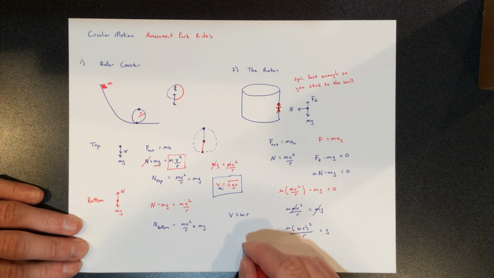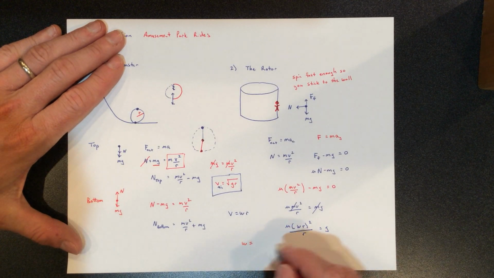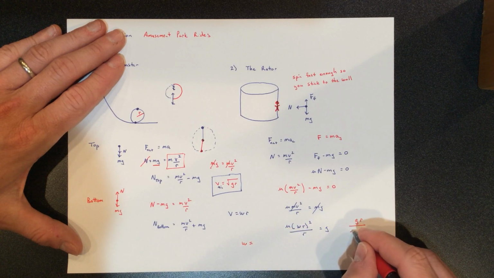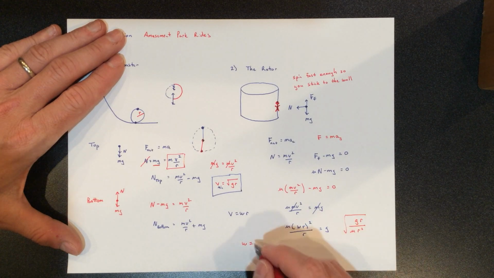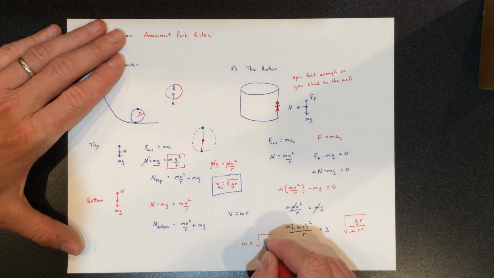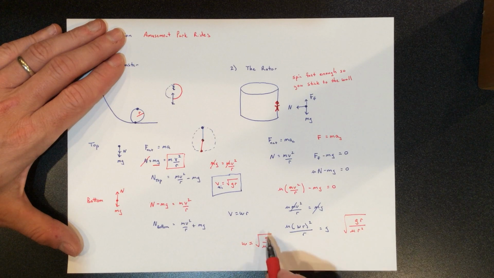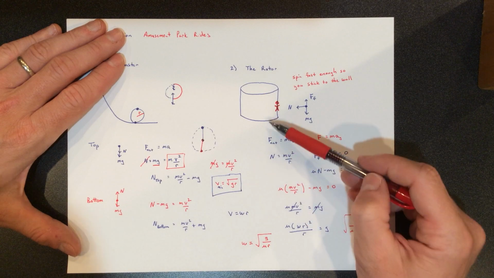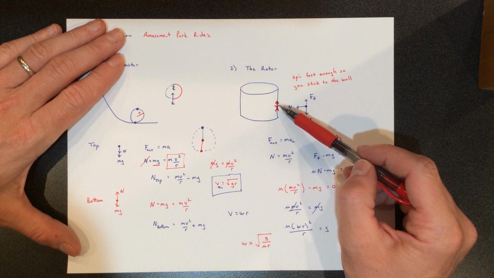So if we solve this for omega, omega is going to equal the square root of g over mu r squared. So if we simplify that, it's going to be g over mu r, square root, and that's going to be omega. Okay, that's how fast you need to spin based on the fact that we're on Earth, based on the radius of this thing, and based on the coefficient of friction between your body and the wall.